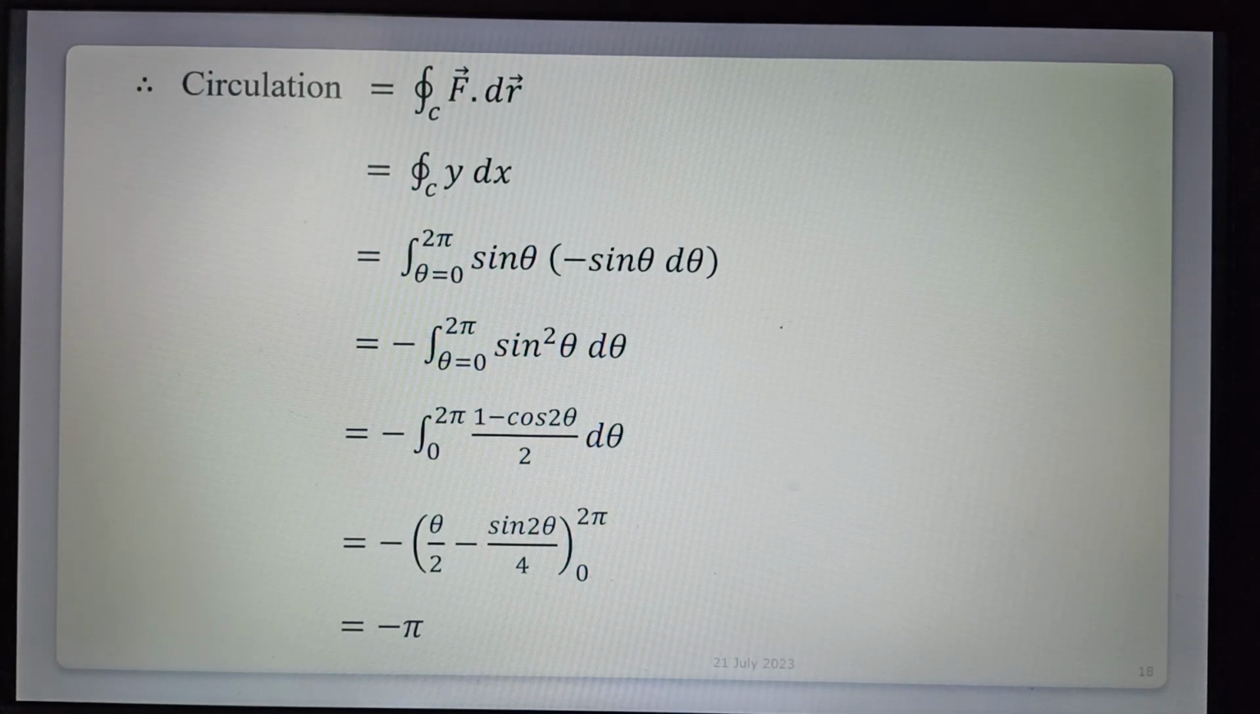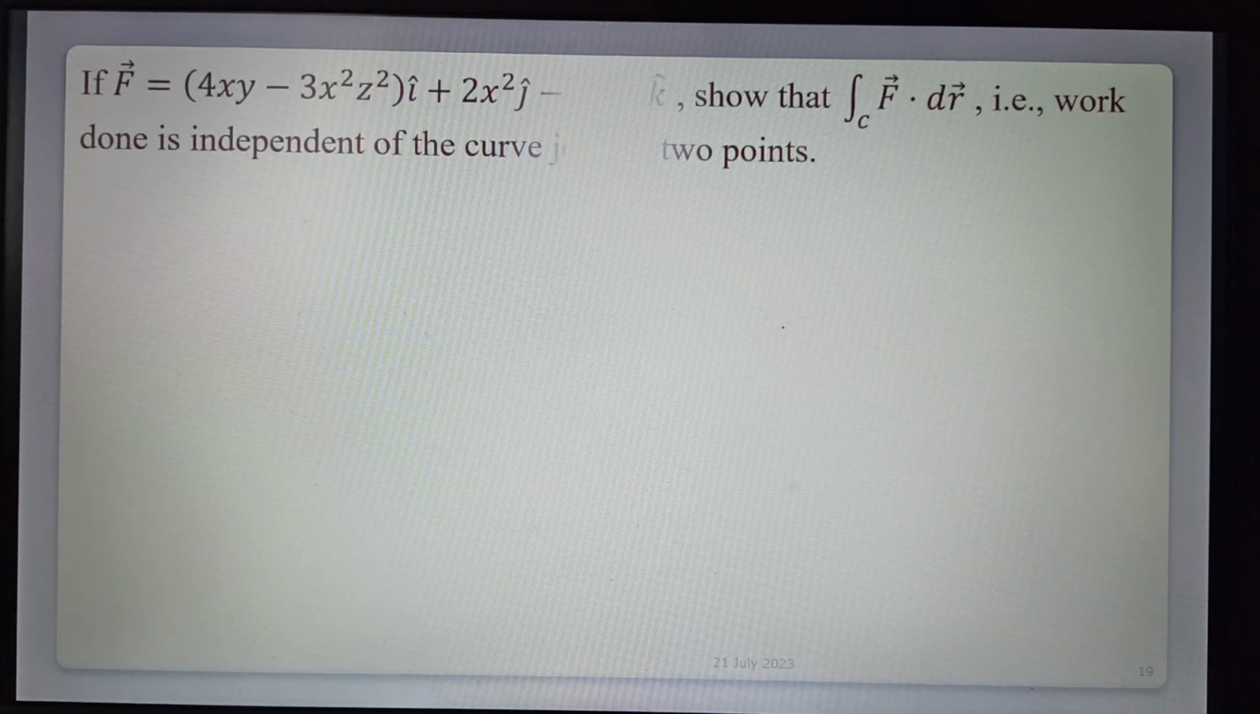Okay, see the next example. If f bar is equal to (4xy minus 3x square z square) i plus 2x square j minus 2x cube z k, show that the line integral of f bar dot dr bar, that is the work done, is independent of the curve joining two points.